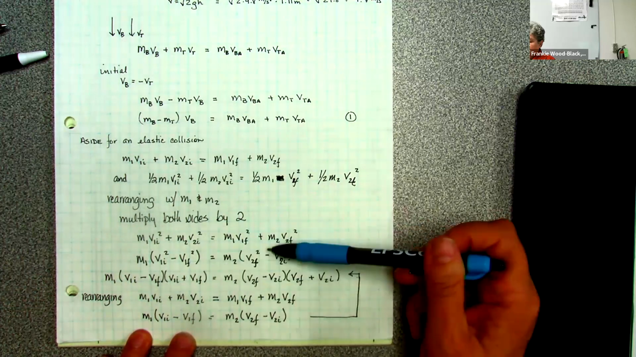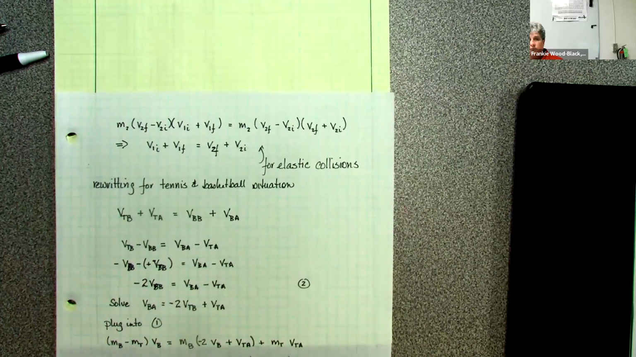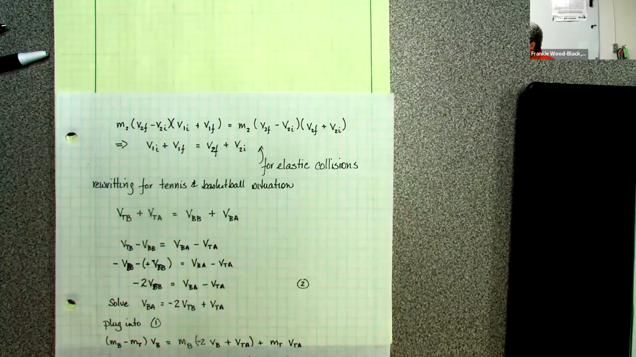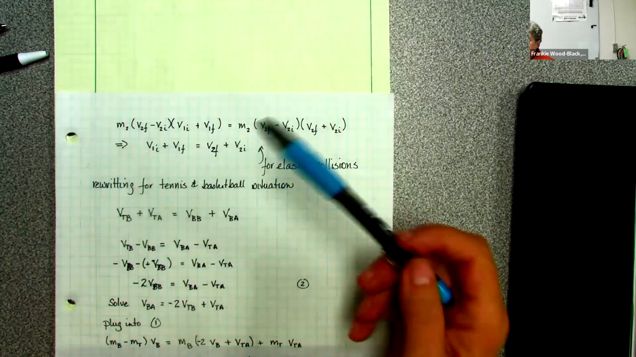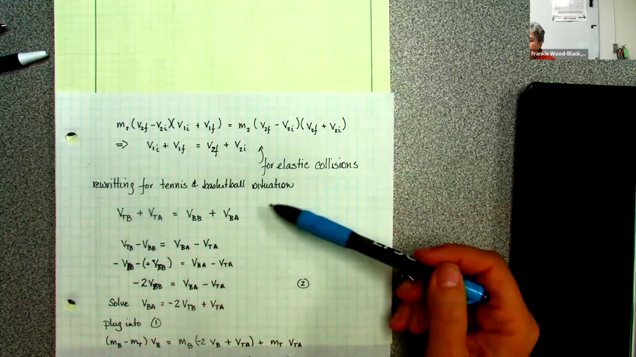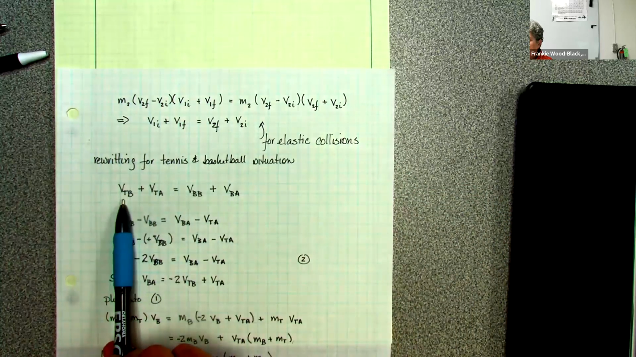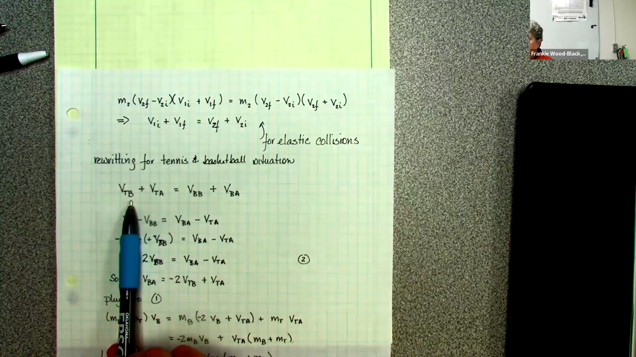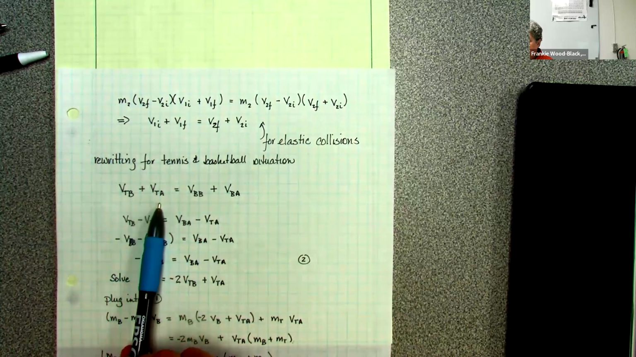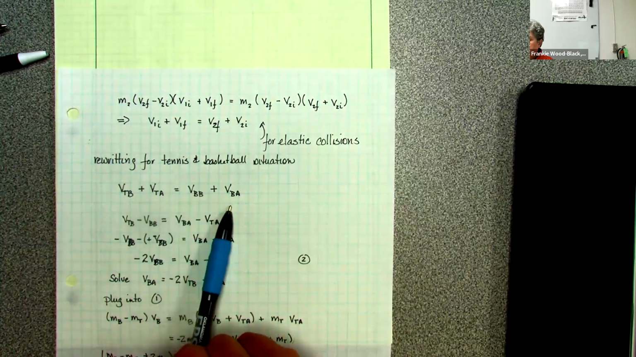Because we'll do some factoring and we'll do that nice rearrangement. And we get this really cool result for elastic collisions. A totally cool result that I get the velocity, initials of velocity final. So what we're going to do is put that into our basketball situation. And what that says is that the velocity of the tennis ball before plus the velocity of the tennis ball after is equal to the velocity of the basketball before plus the velocity of the basketball after.